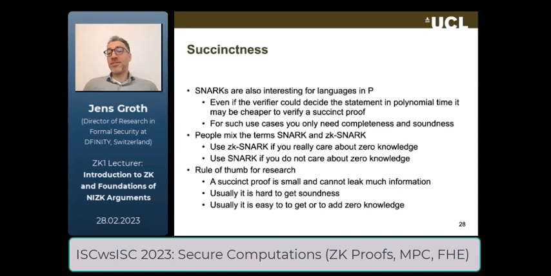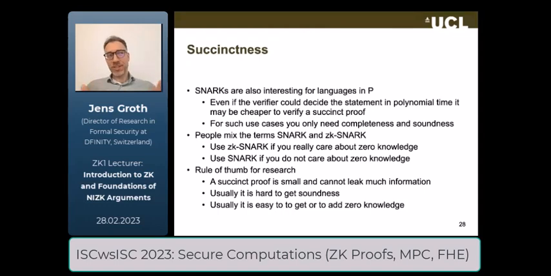And in those cases, you only need completeness and soundness, right? If it's an instance in P, then you don't need a secret witness or anything like that. The verifier could, in principle, verify everything himself. So you may only need to actually care about completeness and soundness. And in the literature, people tend to mix those terms a little back and forth. I don't mind so much, but if you really care about zero knowledge, I would say you should say ZK SNARK. And if you do not care about zero knowledge at all, I think using the word SNARK would be appropriate.